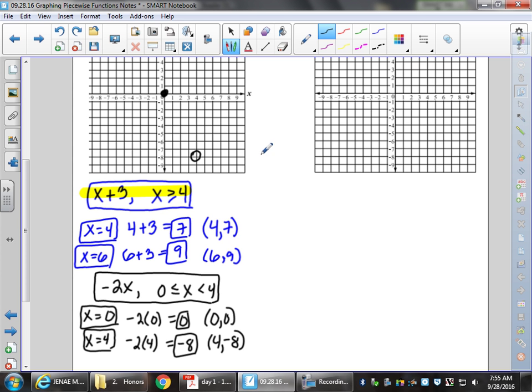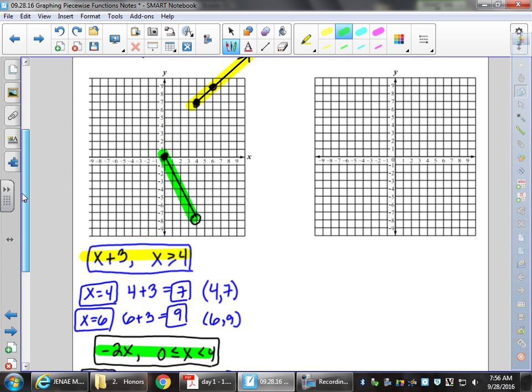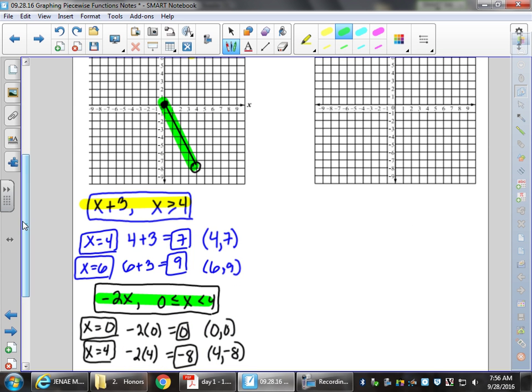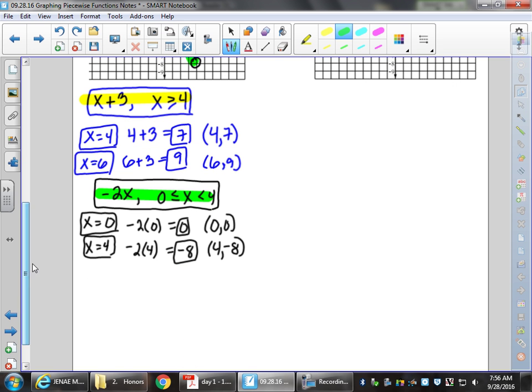Is this going to be a segment or a ray? Segment. Very good, because we're only between these 2 values. So now we are going to draw a segment between these 2 ordered pairs, these 2 points. And now choose a second color. Are we done? No. One more piece.